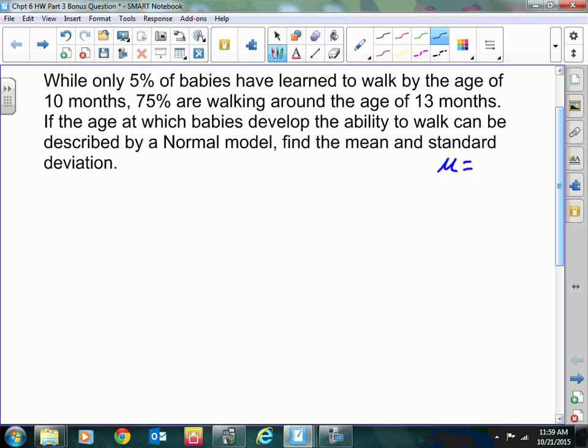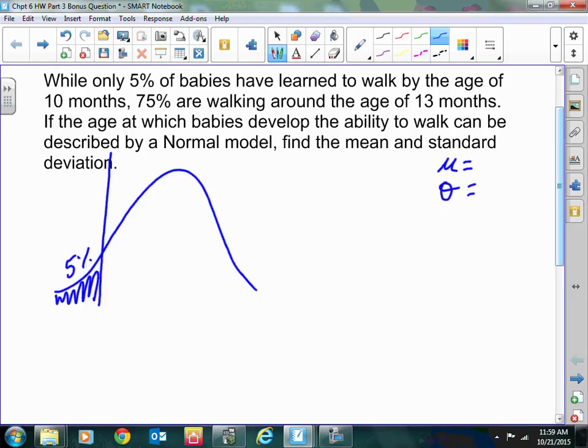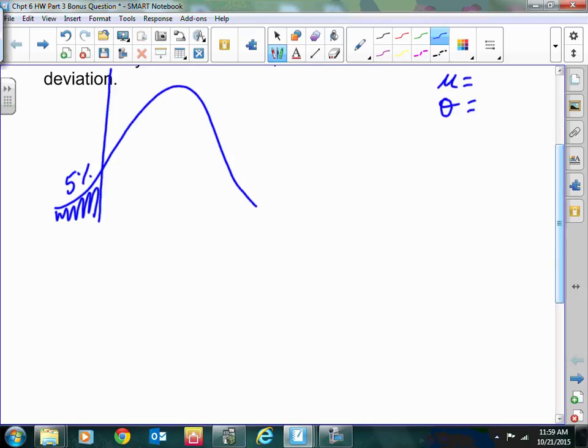So the point is, we have 2 unknown variables. If you have 2 unknown variables, you really are going to need to have 2 equations to set up. Okay? So I'm going to draw a picture of what's happening because that will help you see what's going on. We have 5% of babies walking by the context time, the x value of 10 months. Okay, so that's your context. So I can write an equation from those 2 pieces of information.